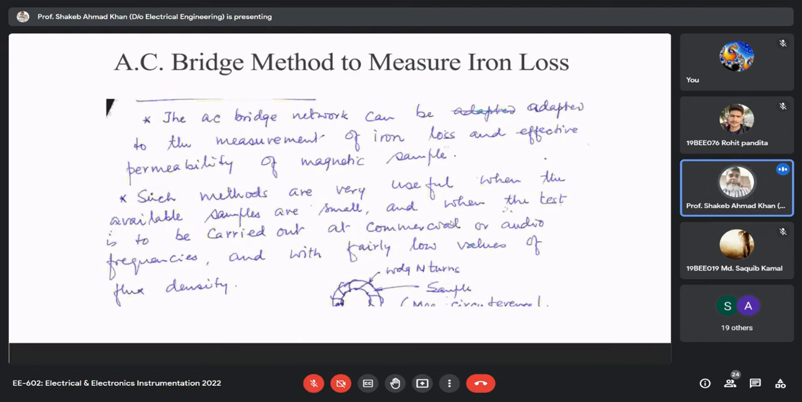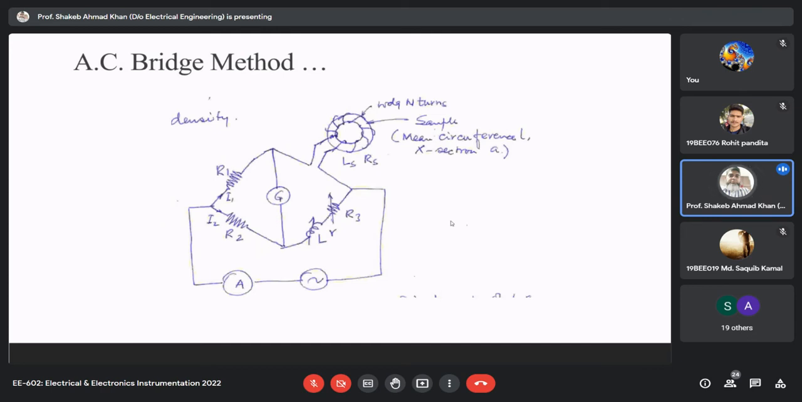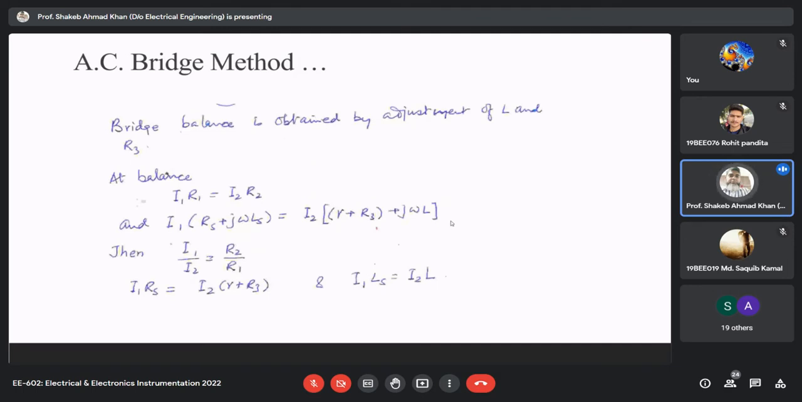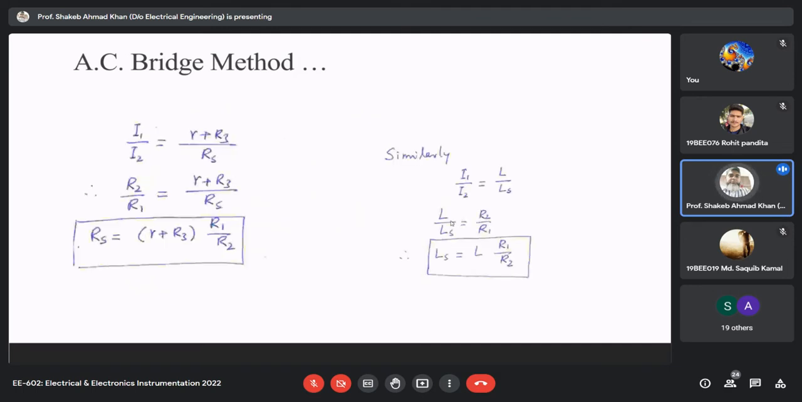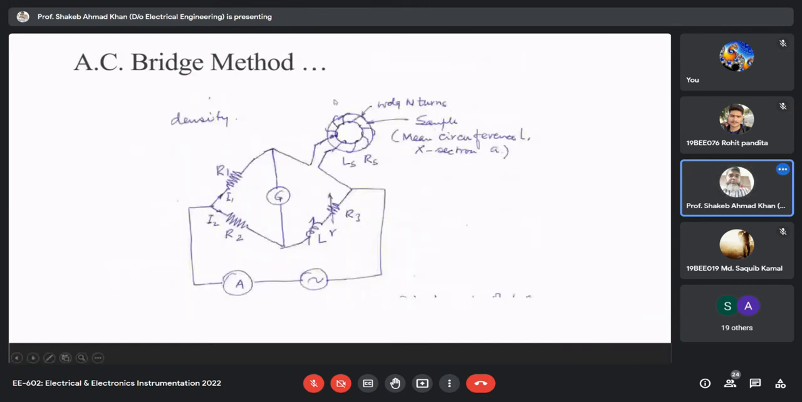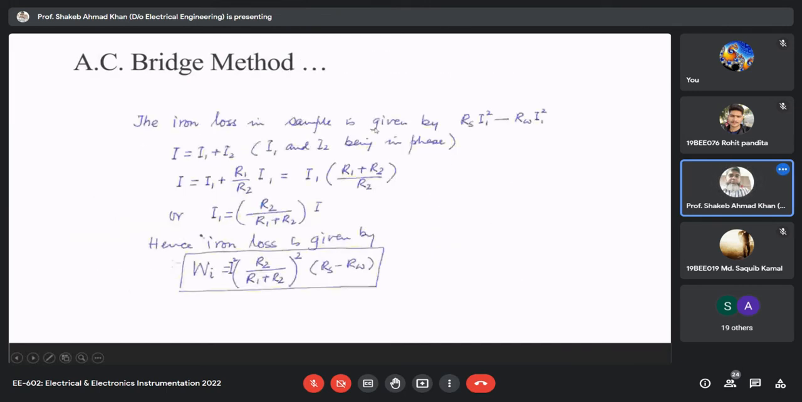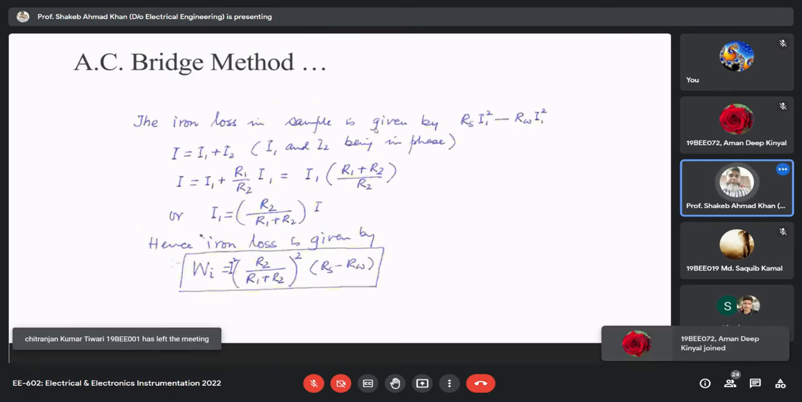So for such types of samples, the bridge method is used, and I had shown you on the last turn, I discussed it. Here you can see that we have used the Maxwell's inductance comparison bridge, and with the help of this we are able to find out the resistance and inductance of the sample. This is your sample. So resistance and inductance we are able to find out, and then we are able to find out the iron loss.